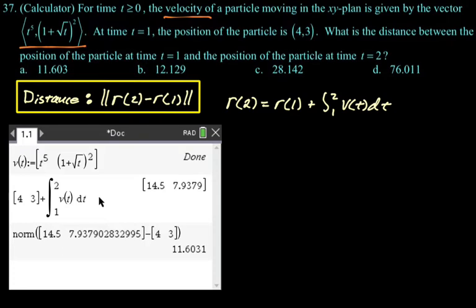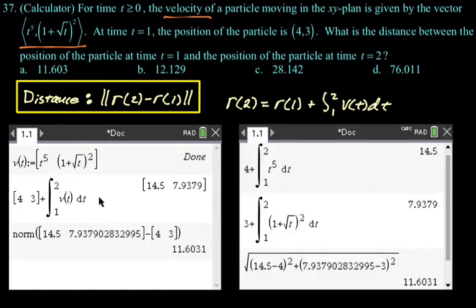But if you're not as familiar with that, or you don't like that, here's another way that I would choose to do it. Figure out where you are at 2. So for x, it's 4 plus the integral from 1 to 2 of t to the 5th. For y, it's 3 plus the integral from 1 to 2 of that thing. And then just do the distance formula between the point (4, 3) and the point (14.5, 7.938). And either way you do it, you get 11.603, which is option A.